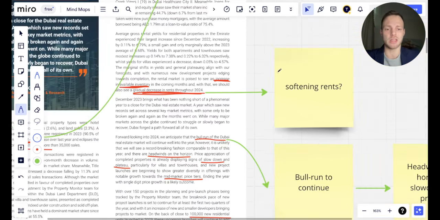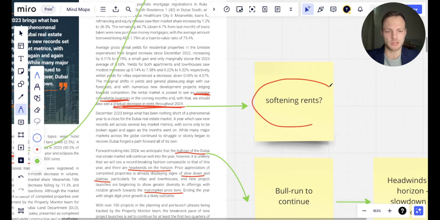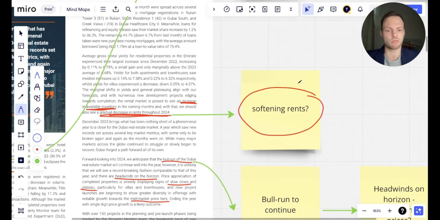That will be a welcome relief for renters, because for the last couple of years, we've seen rents increasing at unsustainable levels. So to have some softening and a gradual decrease is actually very healthy for the market. So that's not too much of a concern.